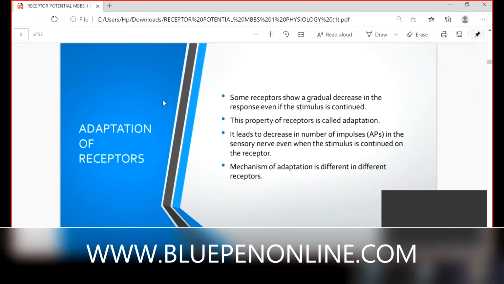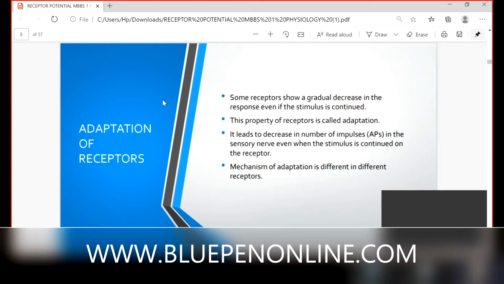This is how the adaptation is taking place. What is happening here is that it will lead to a decrease in the number of impulses or action potentials. Actually, it has to increase, but here the reverse is taking place. It is leading to a decrease in the number of impulses. So first, when you touch or give a pressure, there will be impulse formation. But when you go on touching, there will be no impulses produced. We don't feel any change.